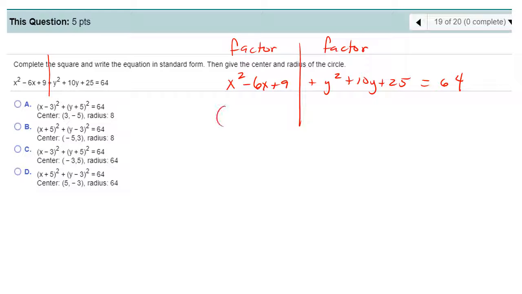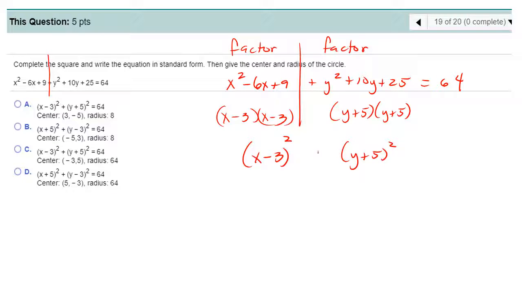What we will do next is factor both halves of that polynomial on the left. First, using the x, I know this would be x minus 3 times x minus 3, because negative 3 times negative 3 gives me positive 9, which really is x minus 3 squared. Then for the y value, that's y plus 5, y plus 5. 5 times 5 is 25, 5 plus 5 is 10. It verifies. That would be y plus 5 squared, and then that's equal to 64.